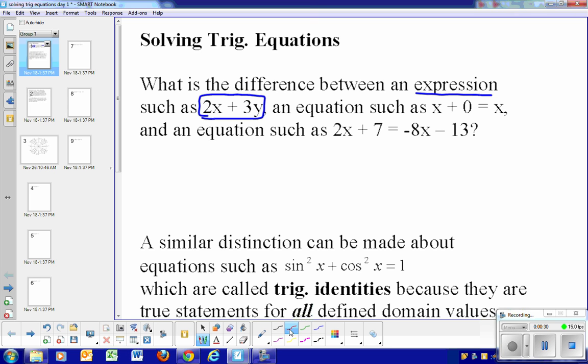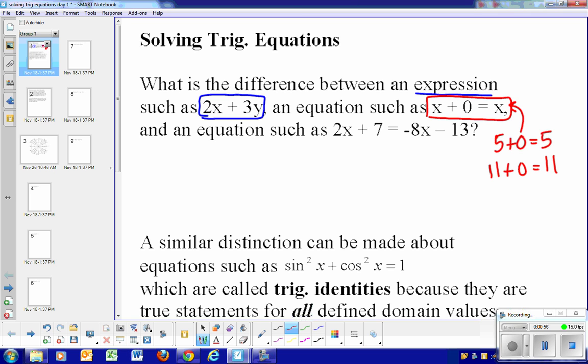Also, a statement such as this does have an equal sign, but that doesn't have one particular solution. It has many solutions, right? 5 plus 0 is equal to 5, which makes 5 a solution. 11 plus 0 equals 11, so 11 is a solution. This is a statement which we would call an identity because it's true for any value of the variable.